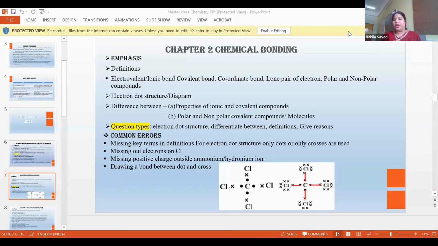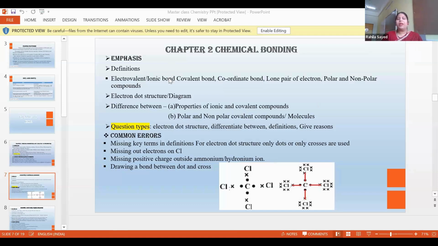Then differentiate between, definitions and give reasons are also asked in the question. And do we have to write the equations below? No need to write the equation, if they are asking you only to draw the formation. So you have to only do the formation part. If you want to write it for your convenience, you can write it. But there are no marks allotted for that.